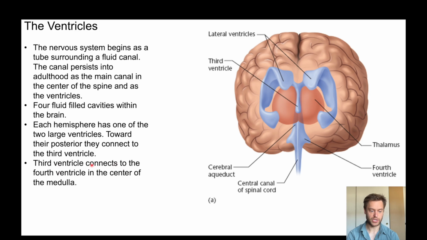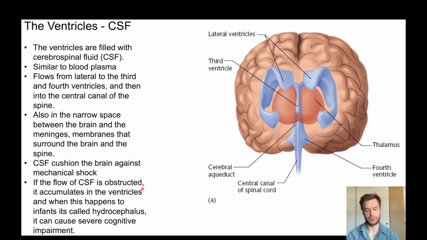The third ventricle connects to the fourth ventricle in the center of the medulla. So the fluid I was just referring to is CSF, or cerebral spinal fluid. It's similar to blood plasma. It flows from the lateral to the third and fourth ventricle, and then into the central canal of the spine. Like I said, it's produced here in the lateral ventricles, and then it flows in one direction, basically. It's also in the narrow space between the brain and the meninges, which we'll talk about in a second.